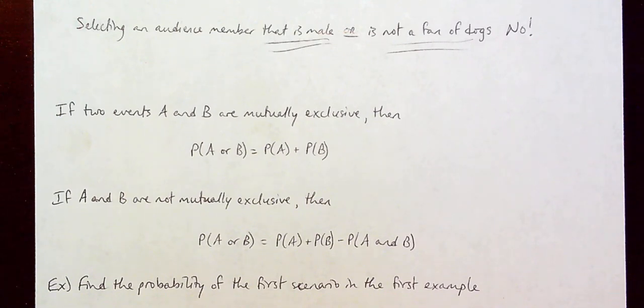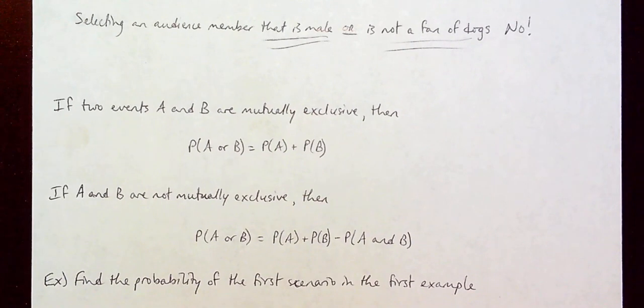If the events are not mutually exclusive, then if you just take the sums of P of A and P of B, there's some part of it that you're actually counting twice. And what you're counting twice is where A and B happen simultaneously.